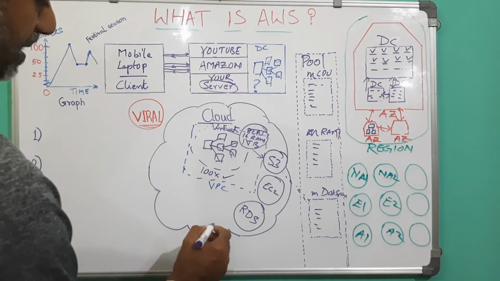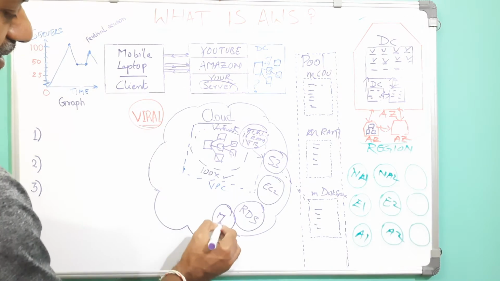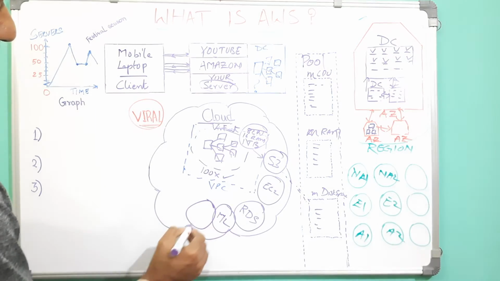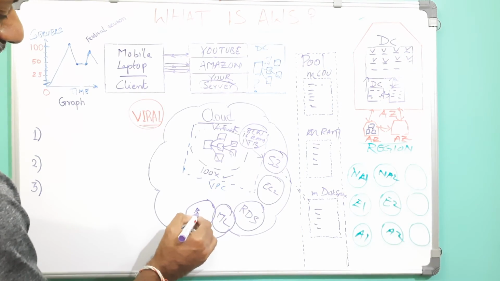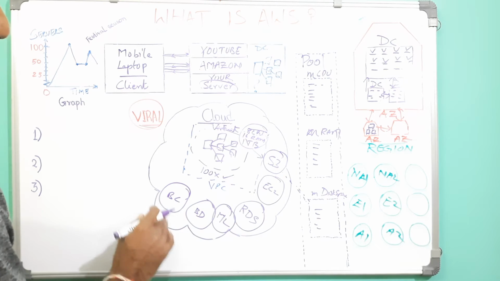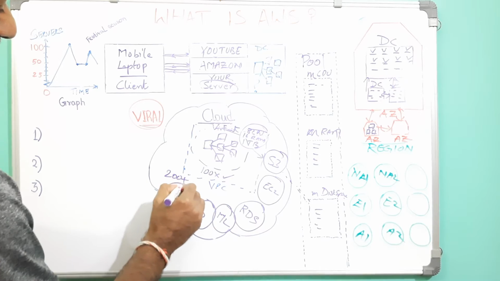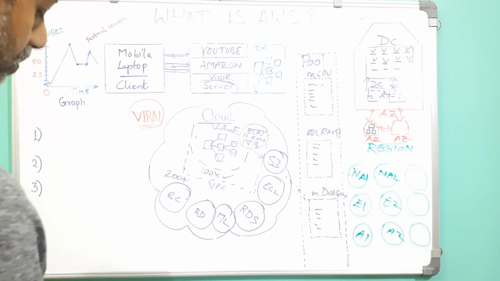Very similar to that, they also have services for machine learning. They also have services for big data. They also have services for blockchain. So they have similar services, almost 200 plus services available for you to use in the cloud.